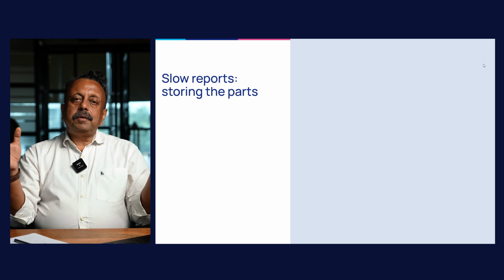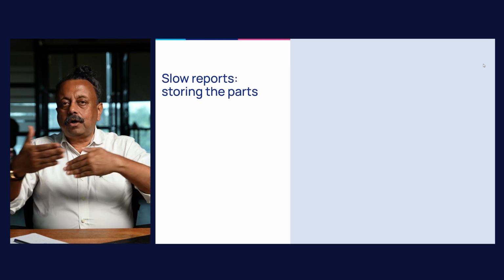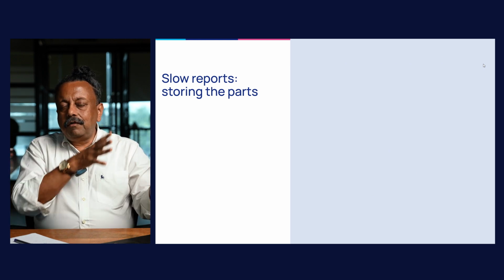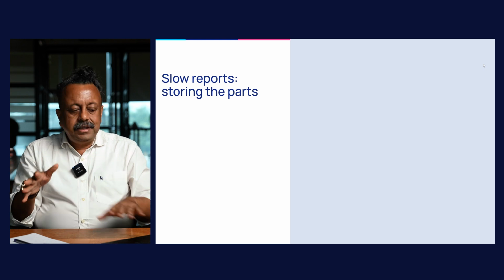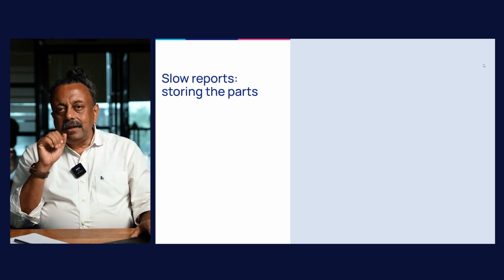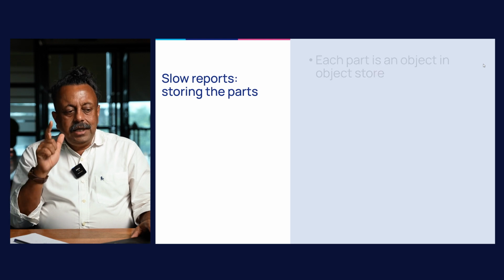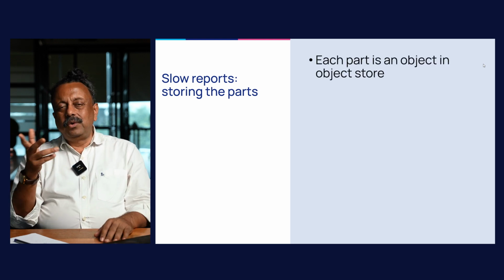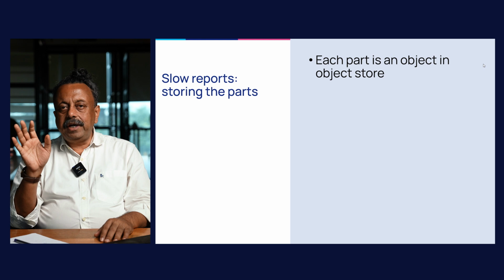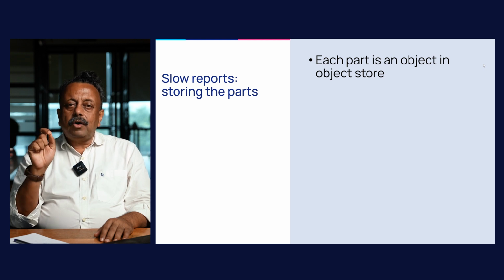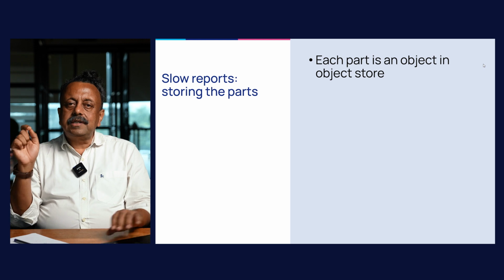Now, we have talked about the interface, we've talked about the call interface, we've talked about how the front end and the server interact with each other. Now let's look at what the web service does. For this, we use an object store. We don't like to use file systems anymore, they are more error prone. So each part of the report is stored in an object store on the server side.